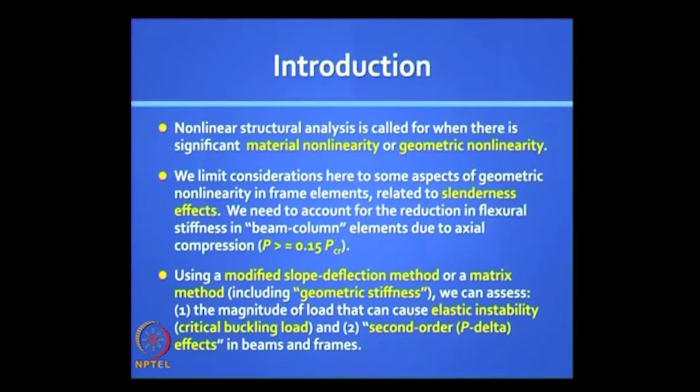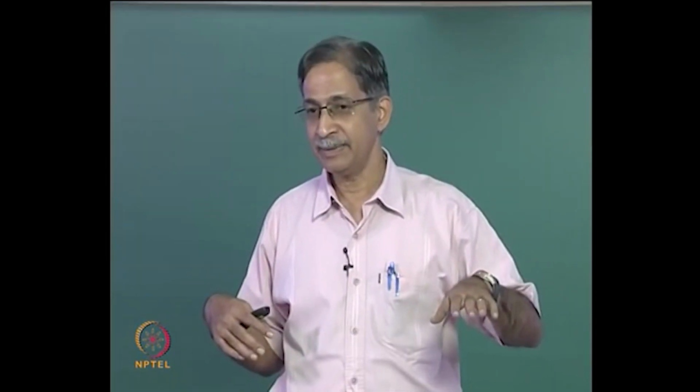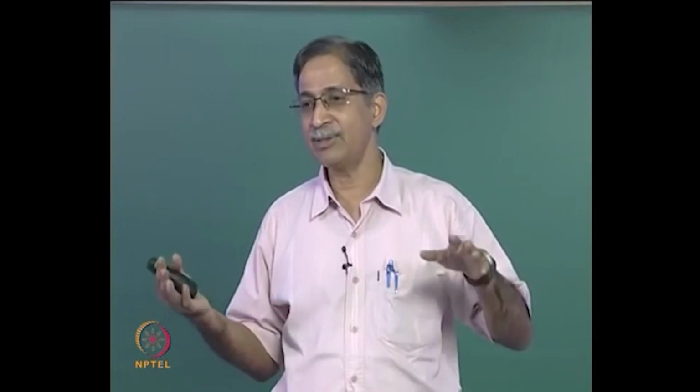Is it clear? So that is what we will look at, and we will also look at a modified slope deflection method and matrix method, which can do two things. One, tell us what is that critical buckling load in the frame where it becomes unstable. Number two, even if the loads are less than that, what is the correct solution?